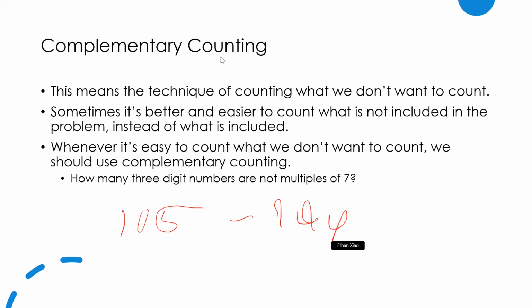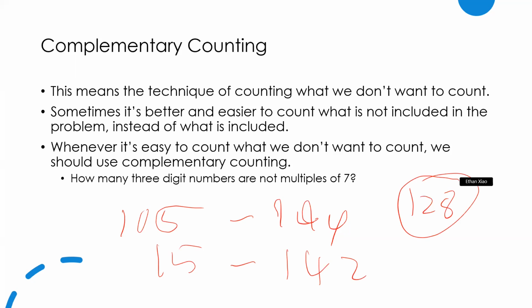So these are the multiples of 7. And now we just divide it by 7. So we have 15 to 142. And we just find the number of integers that are in there. And 128. So there are 128 multiples of 7 that are 3-digit numbers.